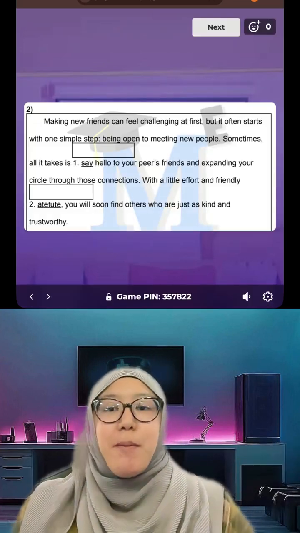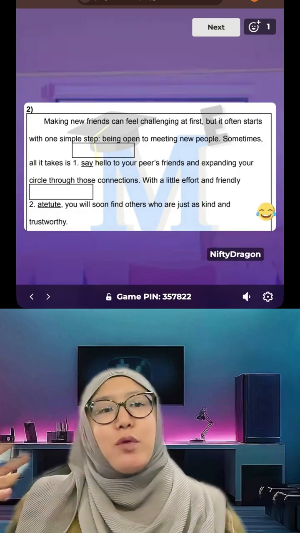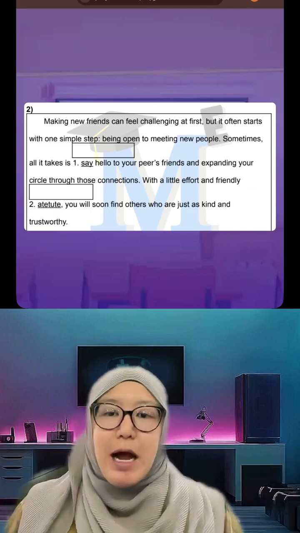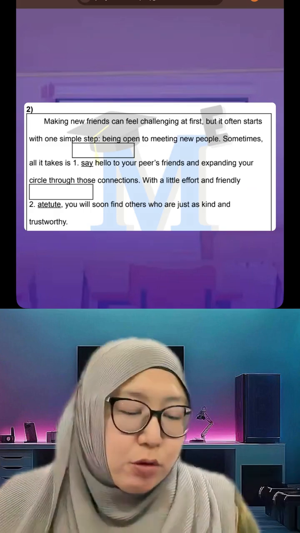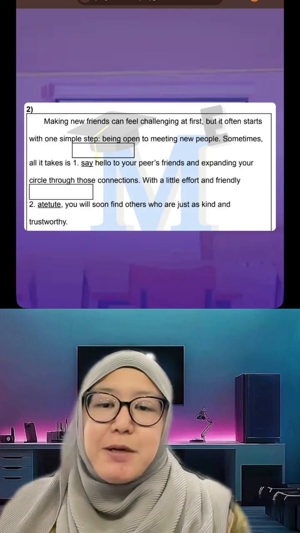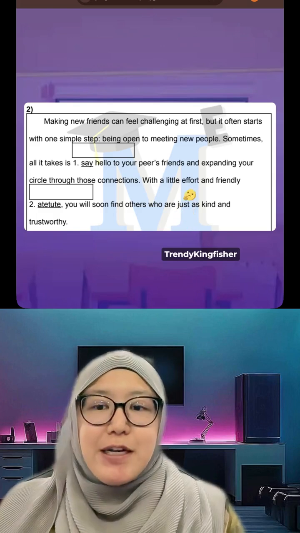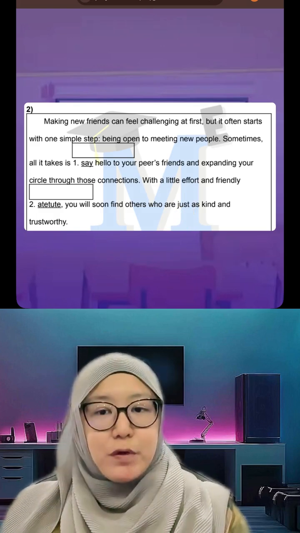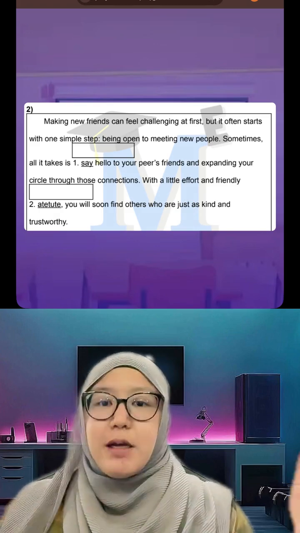Okay, set 2 is about making new friends. If you like to make a new friend and you do not know how, maybe we can read this passage together and you can try it by yourself, okay? So, making new friends can be challenging at first, but it often starts with one simple step, which is being open to meeting new people.